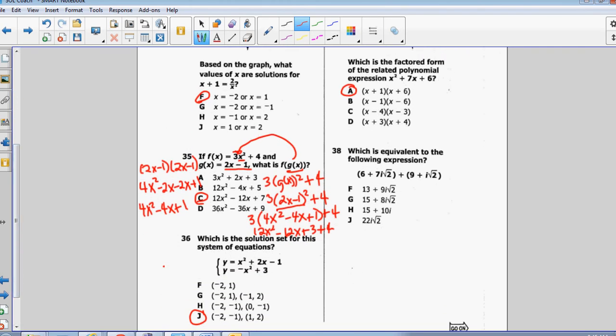Okay, 38, you can type this on your calculator, but really you're just adding like terms. So you add the 6 and the 9 and you get 15. And then you add the 7i root 2 and the 1i root 2, and that's going to give you 8i root 2. So your answer is choice G.